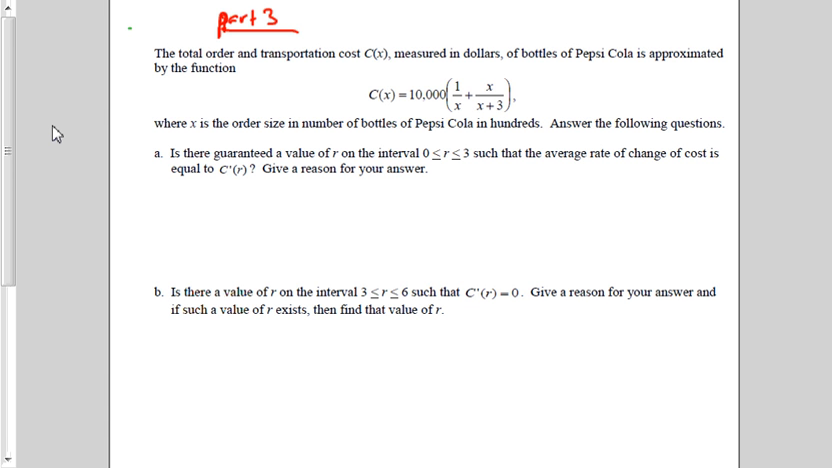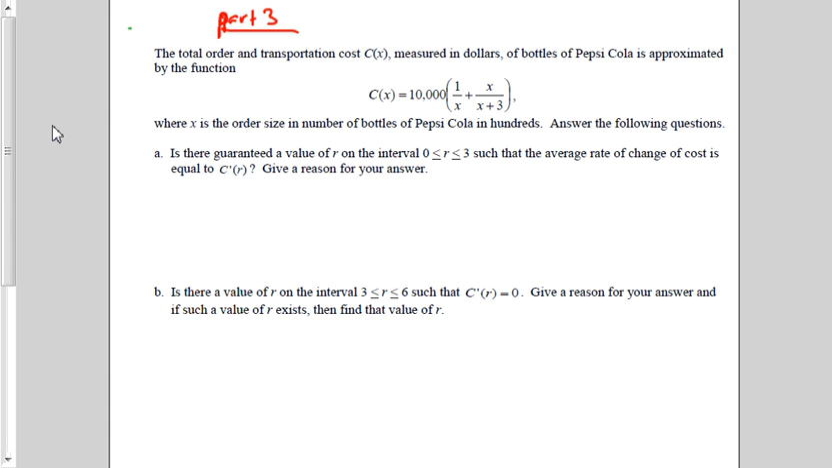So we have another problem here. The total order and transportation cost, C of x, measured in dollars, of bottles of Pepsi Cola is approximated by the function C of x equals 10,000 times the quantity 1 over x over x plus 3, where x is the order size in number of bottles of Pepsi Cola in hundreds. Answer the following questions. So I see down in part B that I have to take the derivative.